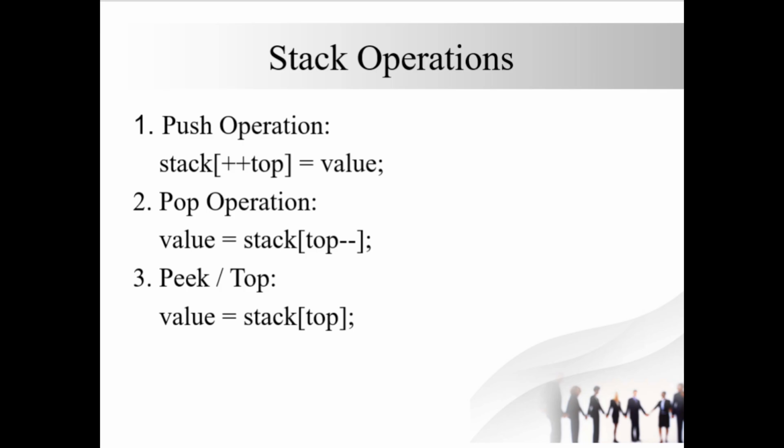And the second is pop. Pop means removing the top item, and the code is value = stack[top--];. We first take out the value at the top and then decrease the top pointer to move it down. And the third is peek, also called top. This operation just looks at the current top element without removing it. The code is value = stack[top];. So in simple words, push adds, pop removes, and peek just shows what's on top. These three are the basic building blocks of the stack.